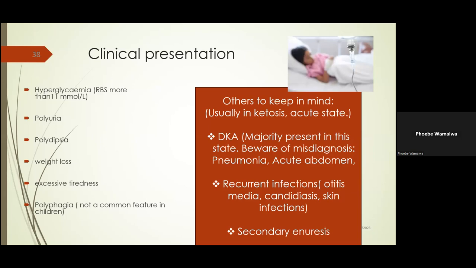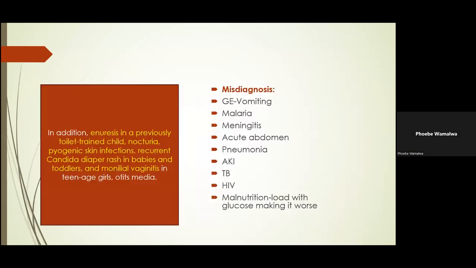These patients may also present with recurrent infections, or it may not even be recurrent, just otitis media, candidiasis, or oral thrush, skin infections, which are pyogenic. Some of them may present with secondary enuresis. So they were actually previously toilet trained, but now they develop enuresis, nocturia, and diaper rash or monilial vaginitis in teenage girls.